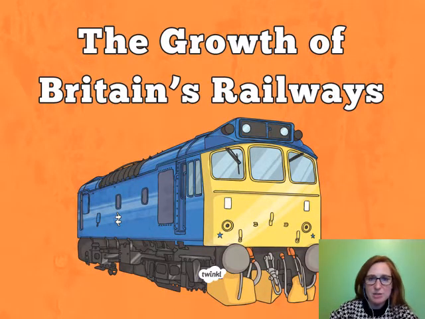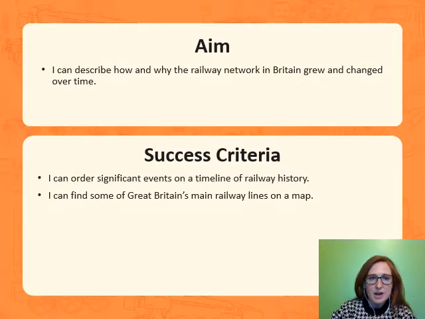We'll be learning about the Industrial Revolution, and one of the key factors was transport. During the Industrial Revolution is when trains and the railways began, so we're going to be learning a little bit more about that today. Our aim is to describe how and why the railway network in Britain grew and changed over time.